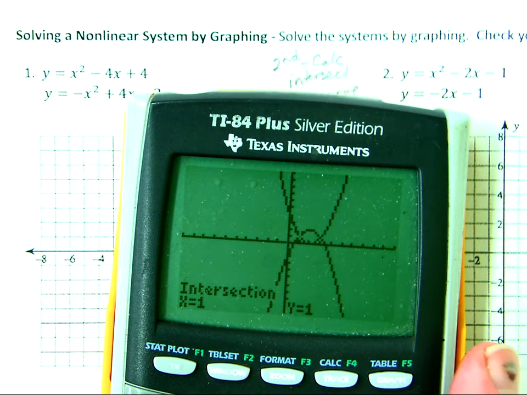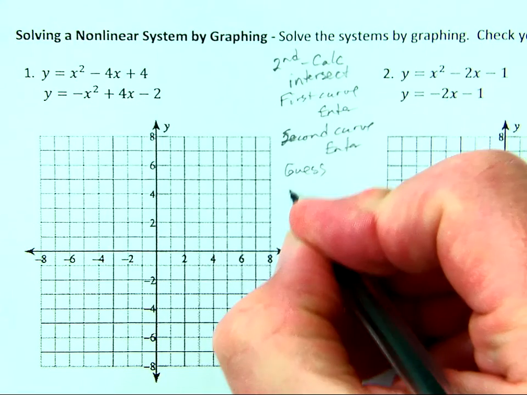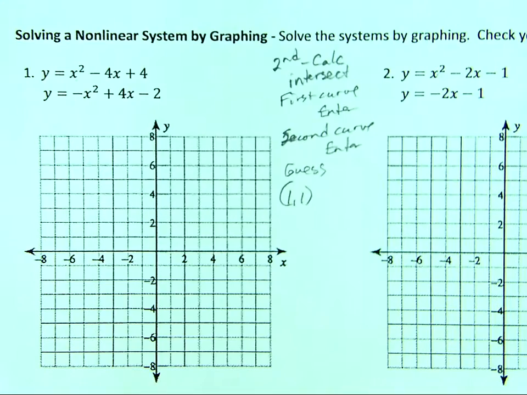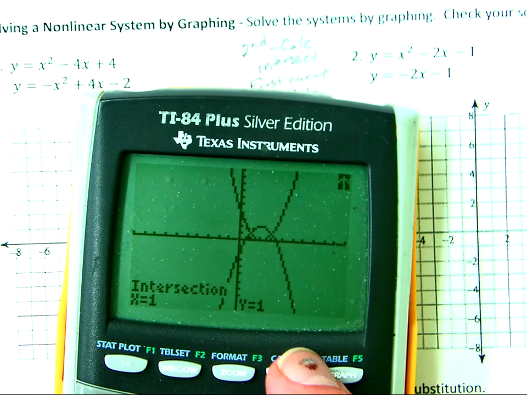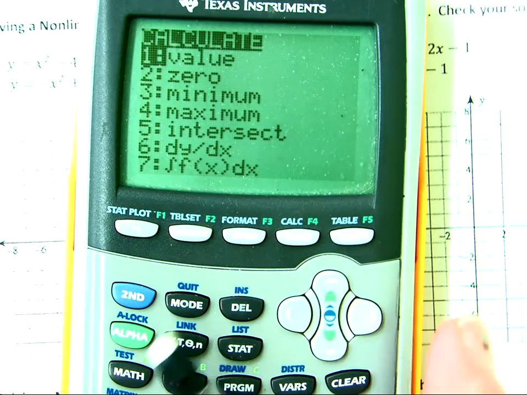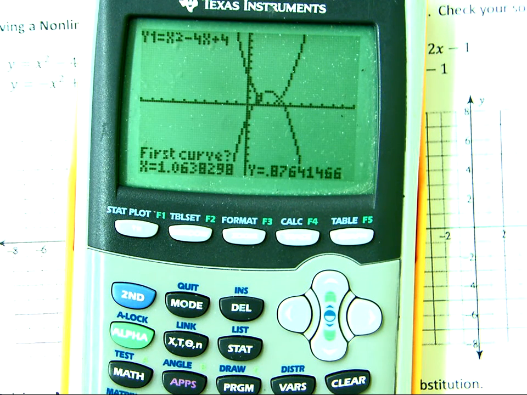So it says that intersection point. See at the bottom it says it's 1, 1. So that's one of our answers. 1, 1. Now repeat that for the other one. So again, second calc, we want to intersect again. First curve, enter. Second curve, enter.